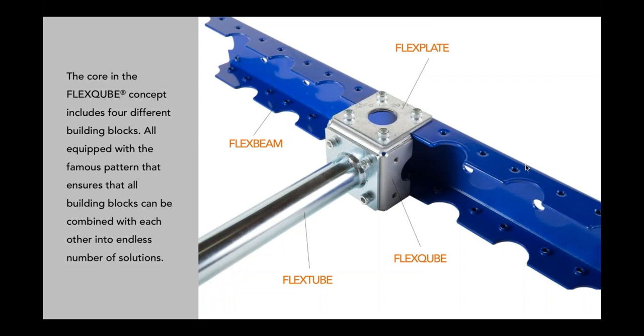This is the FlexQube standard blocks that are used to build a cart. So it's like Lego bricks. It's four standard components. It's the flex beam, the flex tube, the flex cube and the flex plate. And those four components all have the same interface, which means that they can be combined in a lot of different combinations. And by doing that, we can create different carts with many different looks and properties.